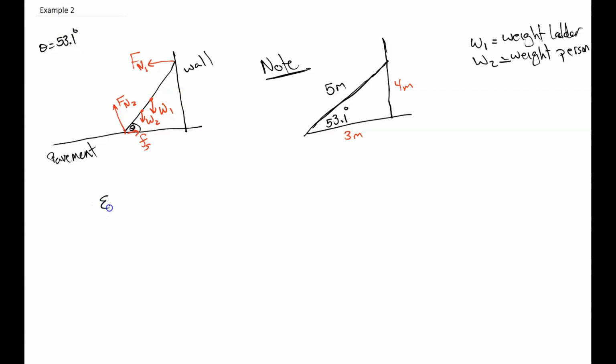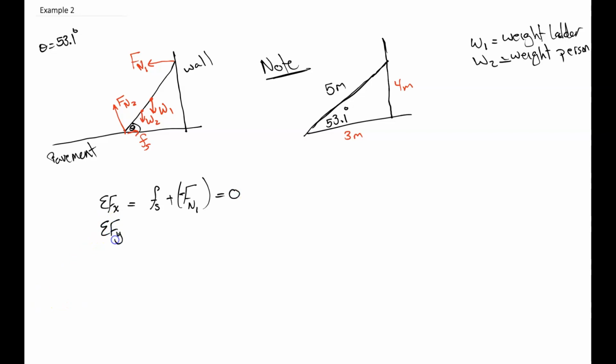Now if we consider the forces in the x direction on this ladder, we're going to see that the force of friction is pointing to the right, and the normal force from the wall, F sub n1, is pointing to the left, so we're going to make that a negative. And since the ladder is in equilibrium, it's not sliding, falling, or accelerating, the sum is going to be 0.